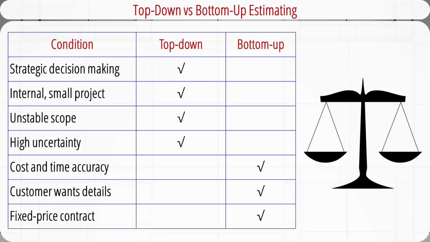For projects that need high accuracy, or the customer is interested in the details on the cost and time estimates, the bottom-up methods are preferred. Another condition that favors bottom-up methods is a fixed-price contract. The customer only pays for the project or product at a fixed price. Accurate cost estimates are essential for the project bid and to justify whether the project is worth doing.